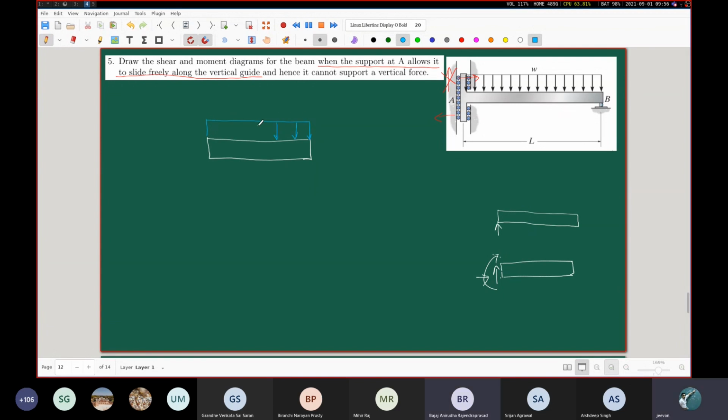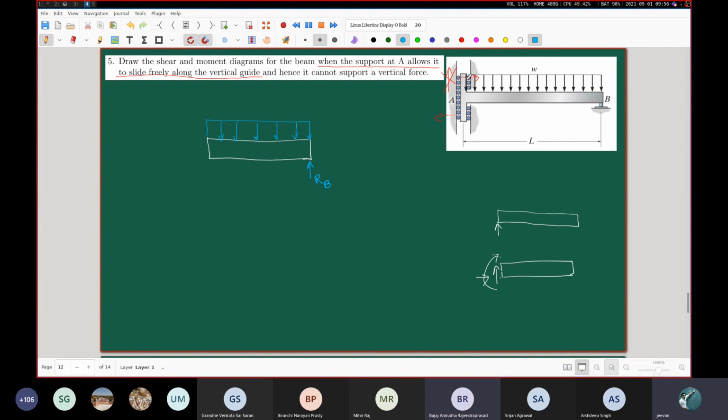Excuse me, sir. I have one little doubt. In the question it is said that it can slide freely along the vertical guide. But sir, there should be at least one support needed to sustain the beam in the horizontal direction. Because if there is one force required to support the beam in the horizontal direction, there should be one reaction.